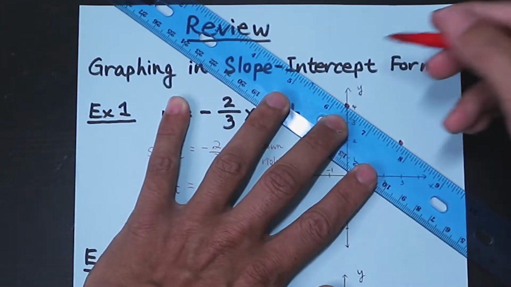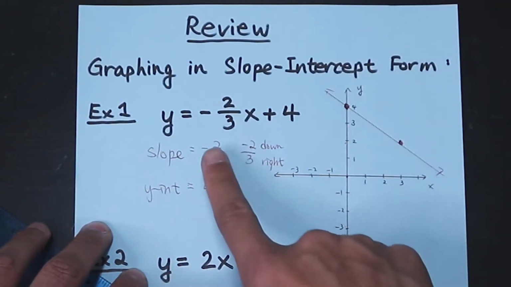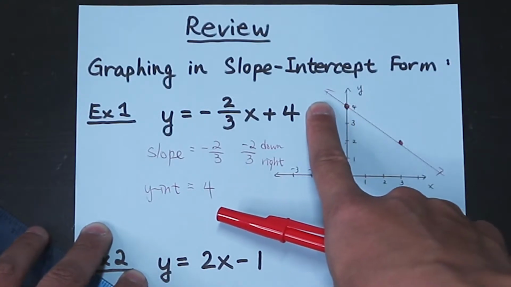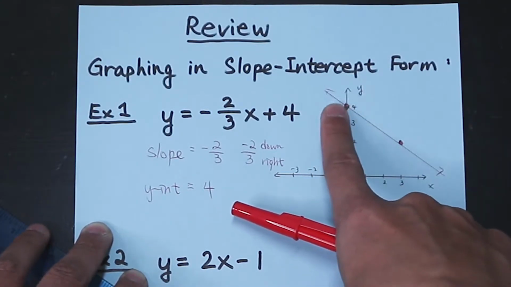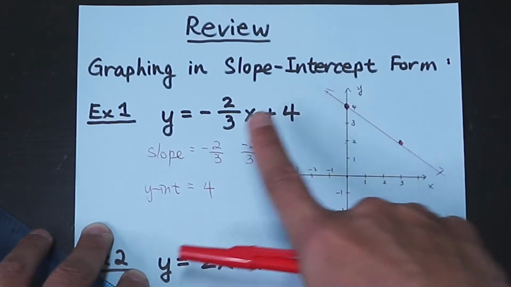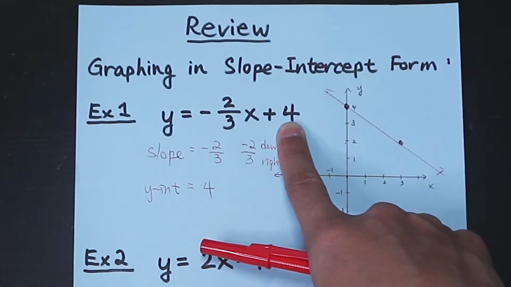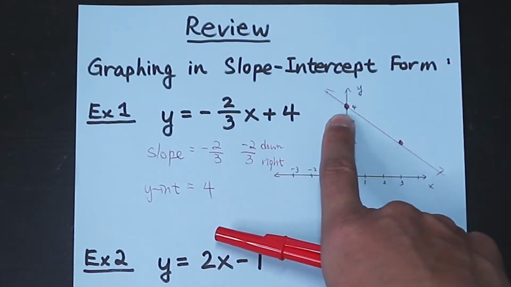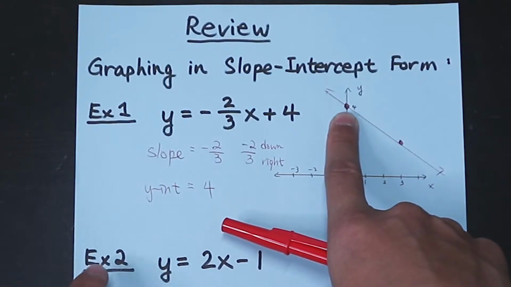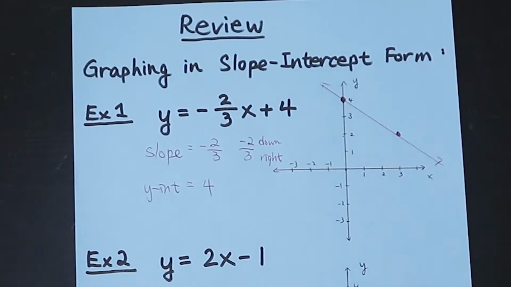To check whether your answer is correct is very easy. Look at the slope. The value of the slope is negative, and I see that this graph is going from left to right, downhill. So the direction of the slope matches the sign of the slope value. And since the y-intercept is positive 4, I see that the line intersects the y-axis at 4. So that's how you can check that the graph matches the equation that is given to you.